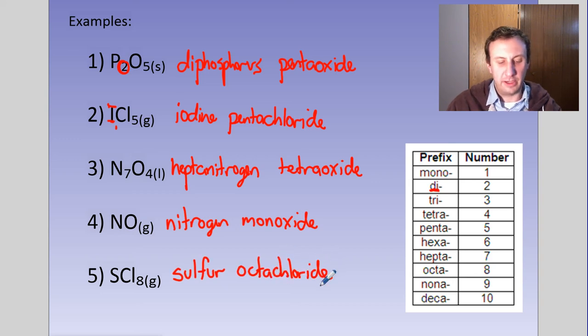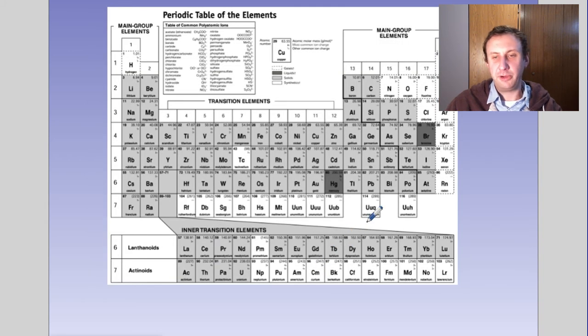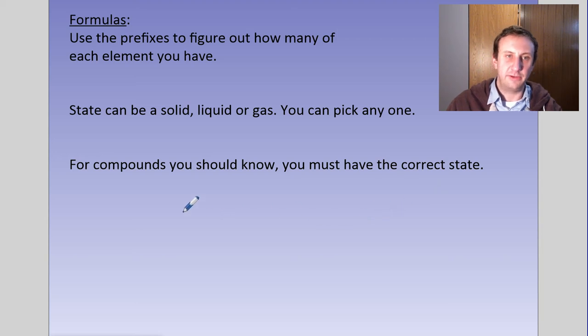So, sulfur octachloride. I have a periodic table here for us to reference as I went through it, but we didn't end up using it. It's all good. So that's the naming. For the naming, you figure out how many you have of each element, then you put the prefix in front, you put "ide" on the last one, and you don't put mono on the first element.